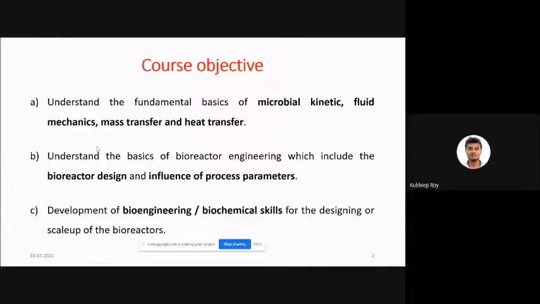And the third is development of bioengineering and biochemical skills for the designing or scale-up of a bioreactor. If you want to scale up a reactor from 5 milliliters to 5 liters, then you have to consider a lot of parameters and variable constraints to get the same product yield at the larger reaction volume as you get at the smaller one. All these things we will discuss in detail in this course.